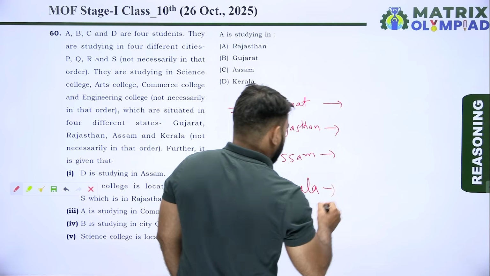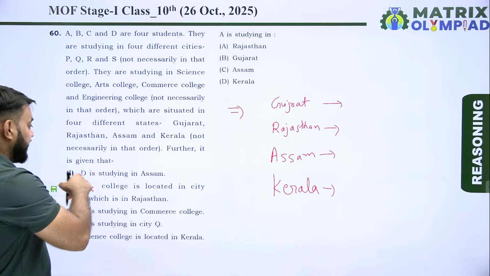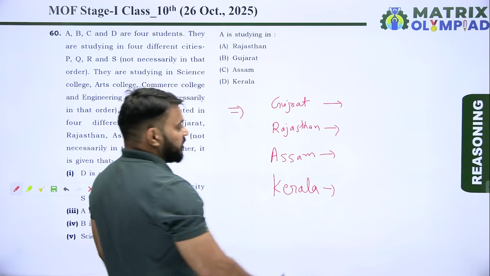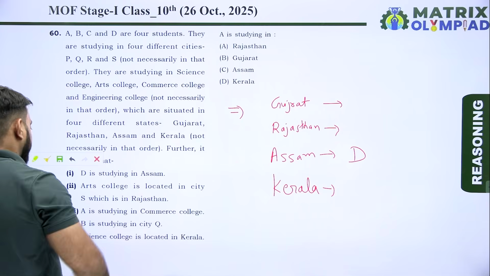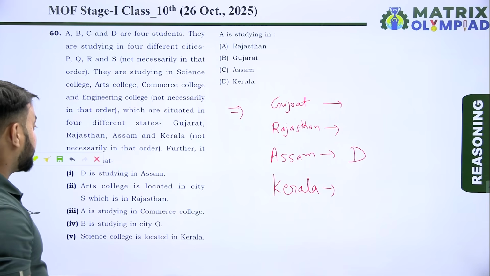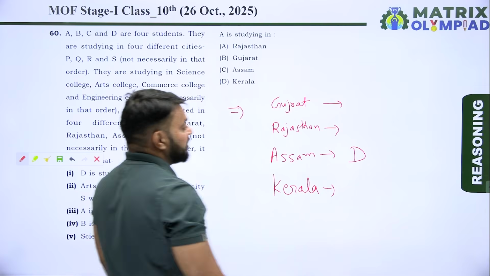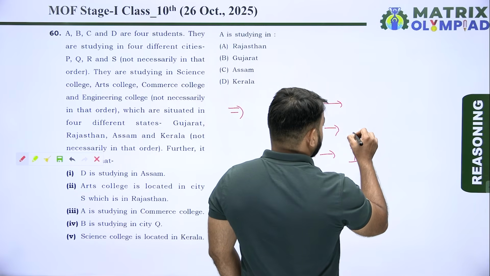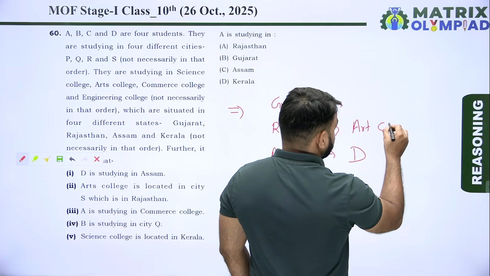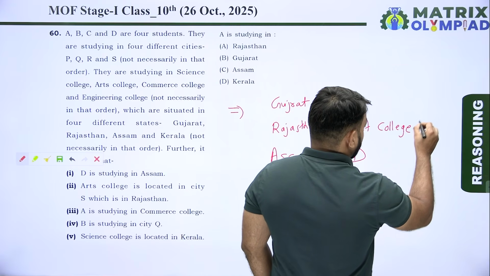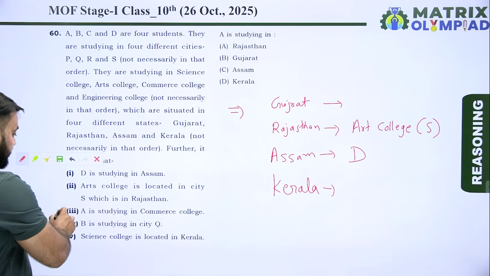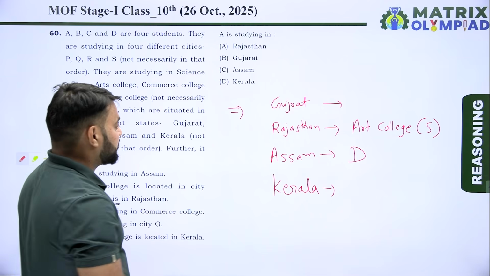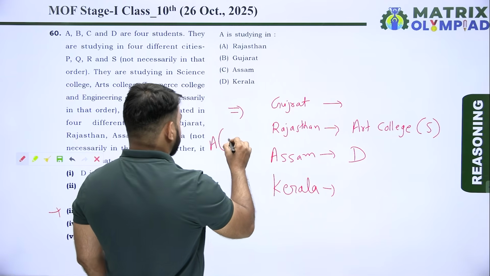Now the information. So now the first information is D studies in Assam. So Assam में D study कर रहा है. And the second information is Arts College is located in city S, which is in Rajasthan. So राजस्थान में Arts College है और वो एस सिटी के अंदर है. Now the third statement is A studies in commerce college. ए कॉमर्स कॉलेज के अंदर स्टडी कर रहा है.